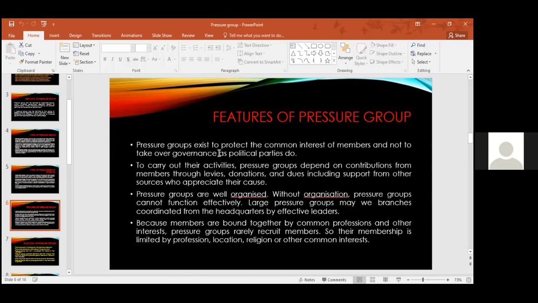Now let's move to the third one. Pressure groups are well organized, because for a pressure group to properly function, they have to be organized. When we say organized, that means they have a plan and they work towards that plan. They should not be lackadaisical. They shouldn't scatter their activities. They should work in line with whatever they plan to do.